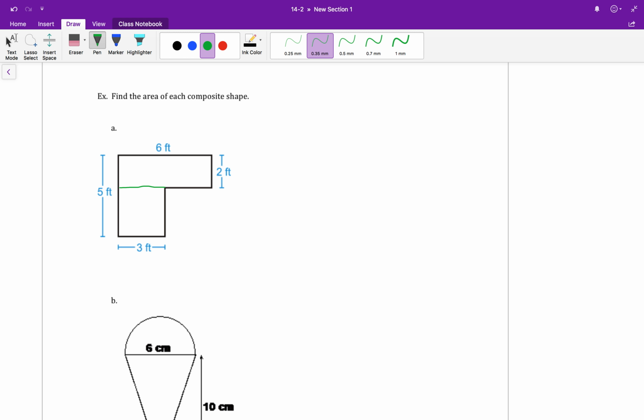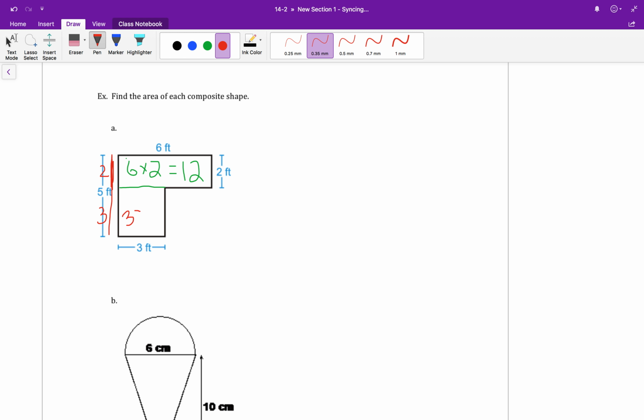So this top one is a 6 by 2. So that means it is 12 feet. So 6 times 2 gives me 12 up here for this shape. Down here, I know a 3, but I need to find the height, similar to when we had to find this with the perimeter. The whole shape is 5, and this little piece right here is 2, so that means the missing piece has to be 3. 3 and 2 together make the 5. So this is actually a square.